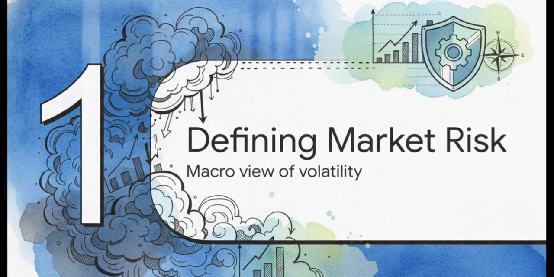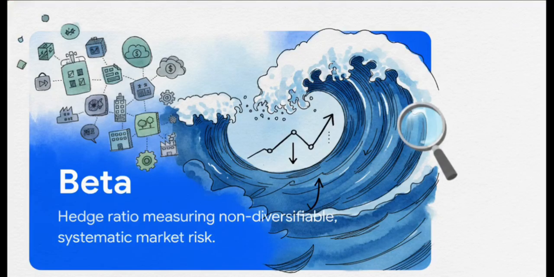All right, Section 1, Defining Market Risk. This is our macro view of volatility. So, technically speaking, beta is the hedge ratio of an investment with respect to the overall stock market. But the absolutely crucial phrase you need to remember here is non-diversifiable, systematic market risk. Look, when you build a portfolio, you can diversify away the quirky, individual issues of a single company, right? That's idiosyncratic risk. But you cannot just diversify away the risk of the entire stock market moving. Beta is that specific statistic that isolates and measures that inescapable market-wide risk.